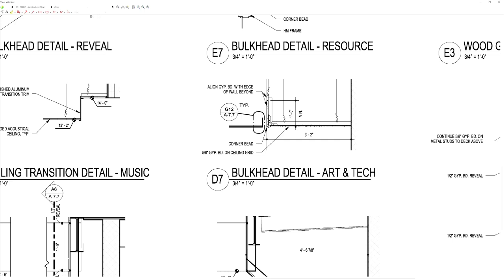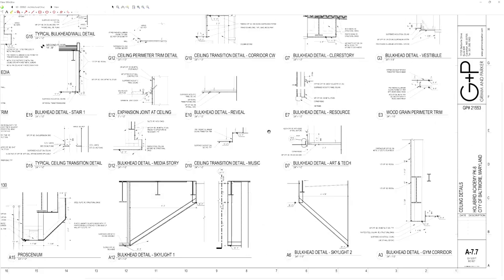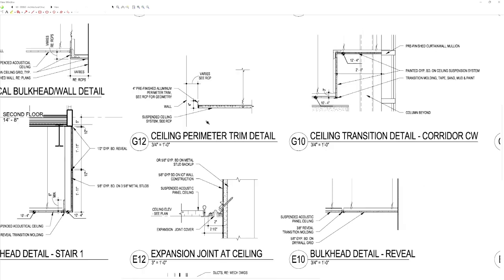And so there's a transition somewhere where you go from, I think, the acoustic panel that we just looked at, and that may be the reveal. I'm not sure. I guess we're looking at one more detail just to see what this is showing us. If we can find G12 really quickly, it closely shows the aluminum trim.